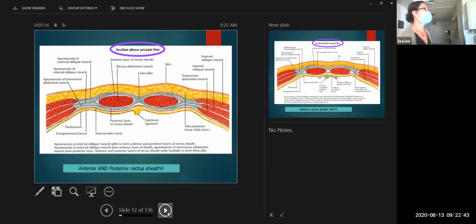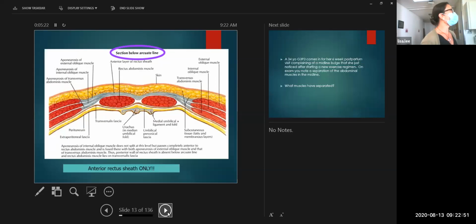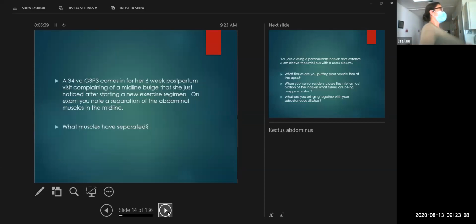Oh, sorry, I can't remember where my arrows are. So above the arcuate line, you have an anterior and posterior rectus sheath. Okay, but below the arcuate line, you only have the anterior rectus sheath. Okay, again, these are layers you're going to see when you're closing. Now, obviously, the peritoneum is under that, but in terms of what's around the muscle, above you have 2 layers and below just 1. Okay, so first case, separation of the abdominal muscles in the midline.